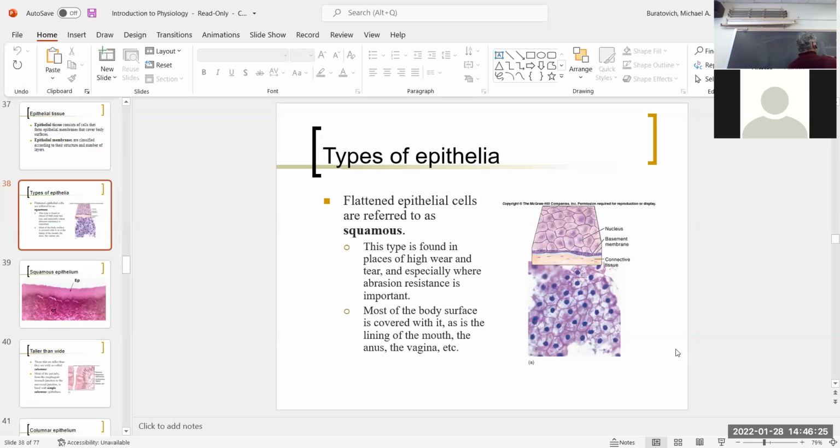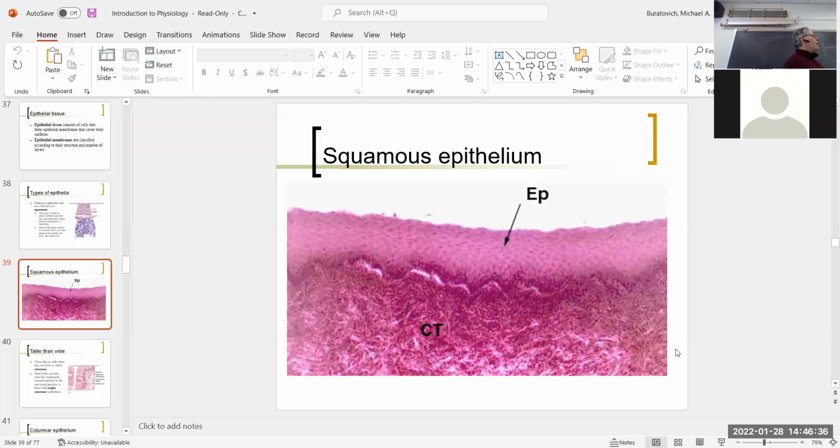So sometimes you can get transitions from one type of epithelial tissue to another, depending upon the needs of that tissue. Here is a stratified squamous epithelium. It's stratified because there are many strata. Strata in Latin means layers. So it's stratified squamous epithelium. This is an example of skin.